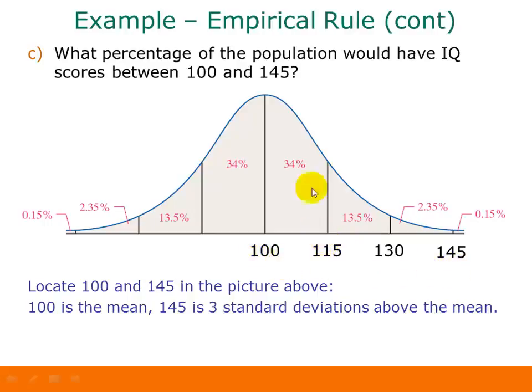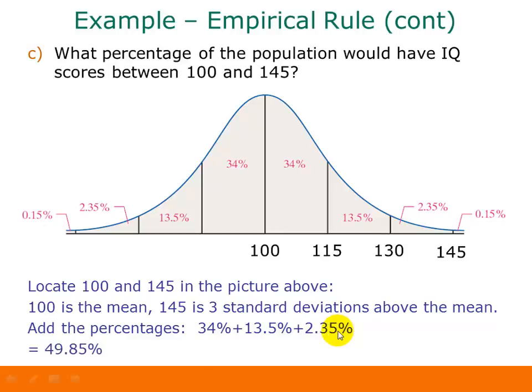Now, since we have the picture with the percentages laid out for us, we can just add the percentages in those 3 spots to get our total. If we add 34% and 13.5% and 2.35%, we get 49.85%. So that would be the percentage that would be between 100 and 145 for IQ scores.